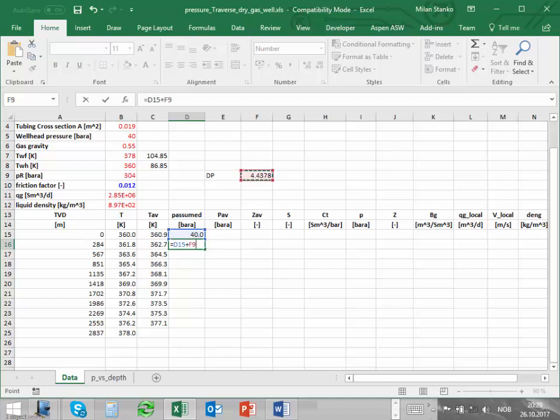You can use any number you want here. I know from my previous analysis the pressure is 84, so I'm going to say that you lose the same pressure in every segment. I will see now if that's correct or not, but that's my first approximation.